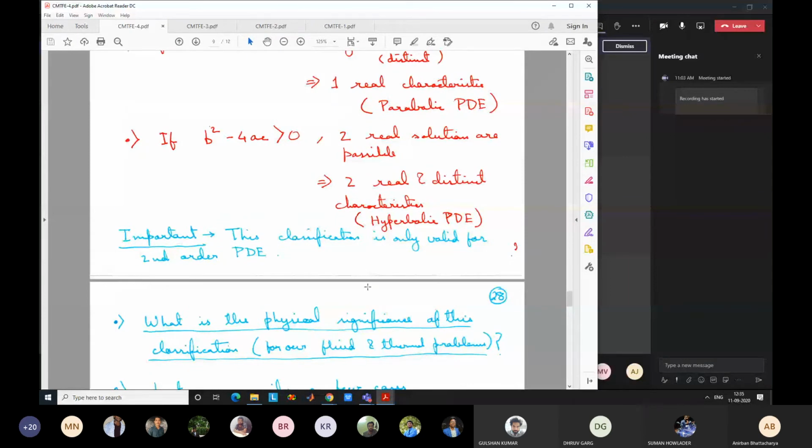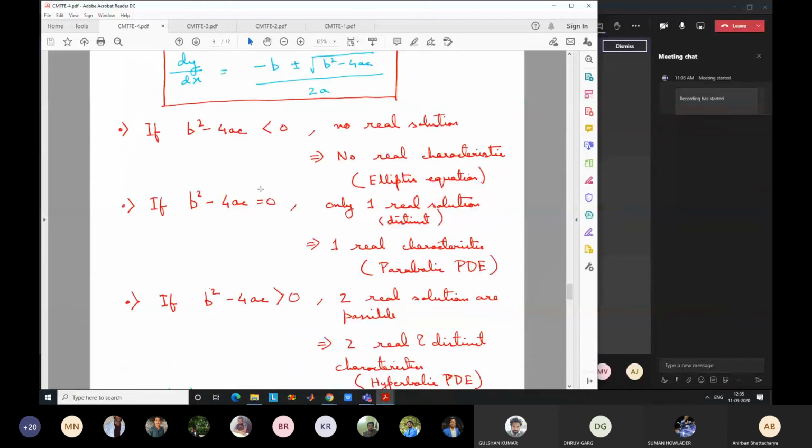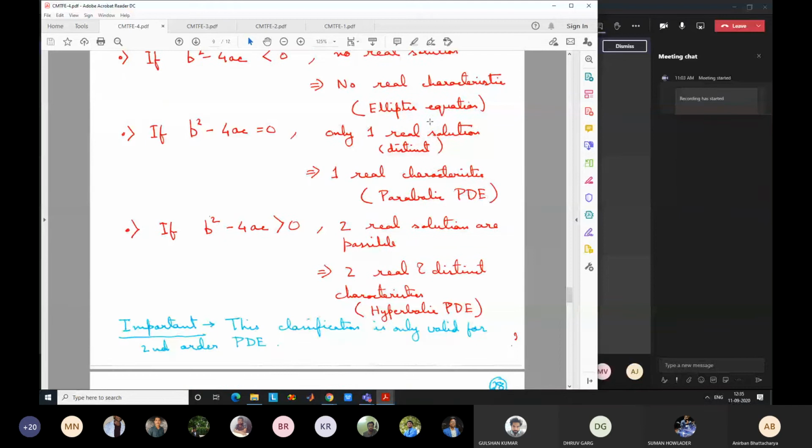Now the question that you can ask is, okay, we have found that three types of equations are there, or there is a classification of PDEs. There are different types of classification: linear, non-linear, second order, first order. So one type of classification is elliptic, parabolic, hyperbolic. So we have defined different classifications. So why are we bothered with so much detail?